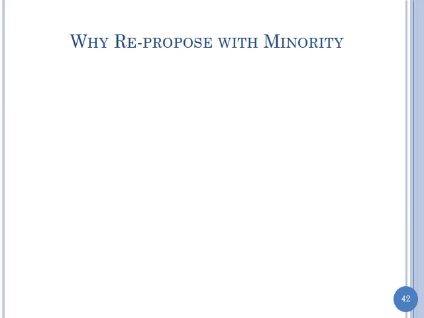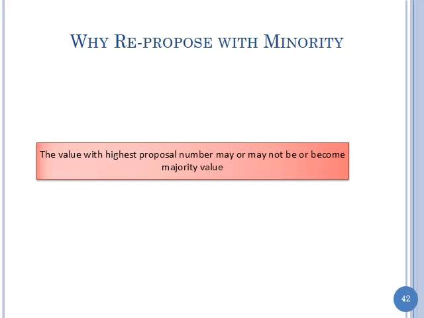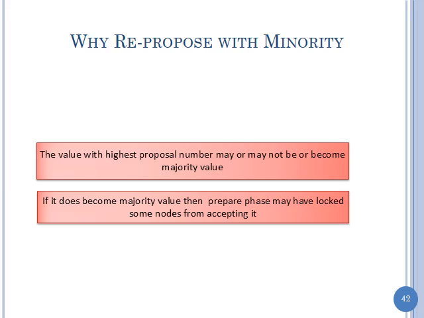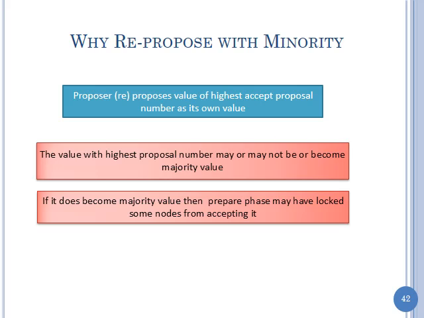So it makes sense then to repropose a value that has already been learned so that it can propagate. Sometimes you might not get a majority value, you might get a minority value, as we saw in the previous example. So then the question is, why repropose it? Well, that minority value may become a majority value, as we saw in the previous example, or it may not. So let's see whether that's really the case. If it does become a majority value, then the prepare phase may have locked some nodes from accepting it. So that's why the proposer proposes the value of the highest proposal number as its own value.